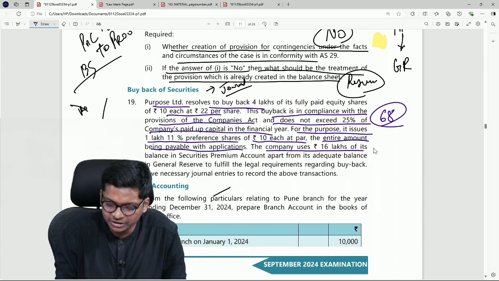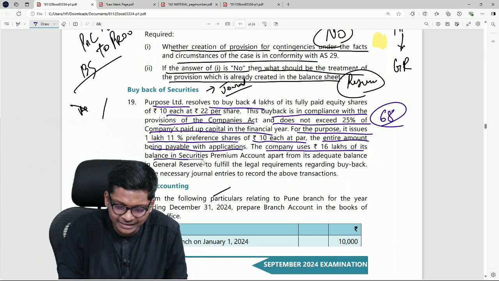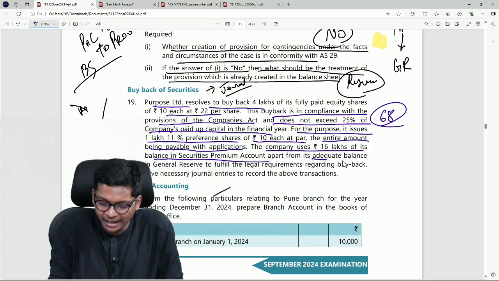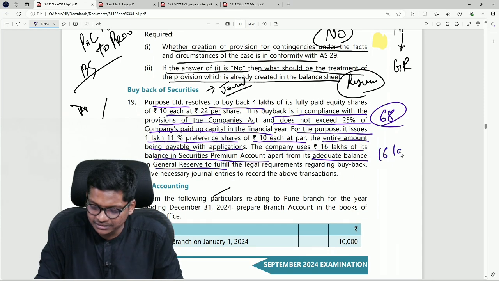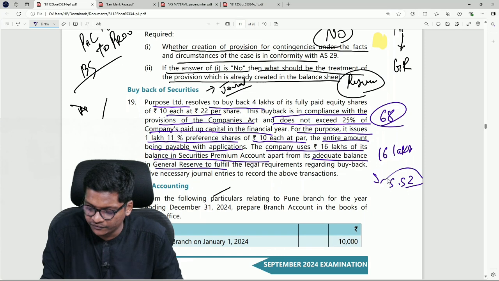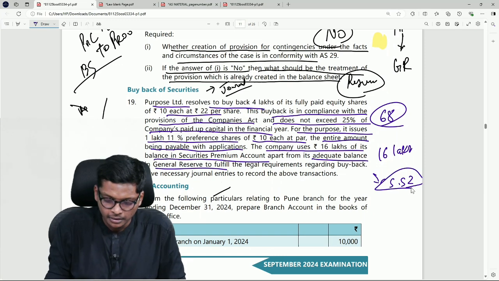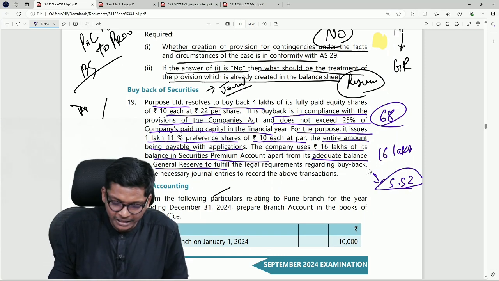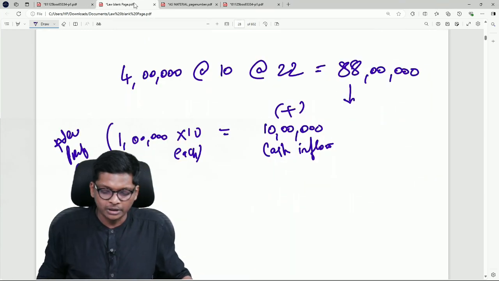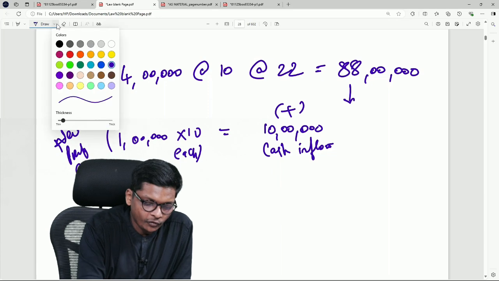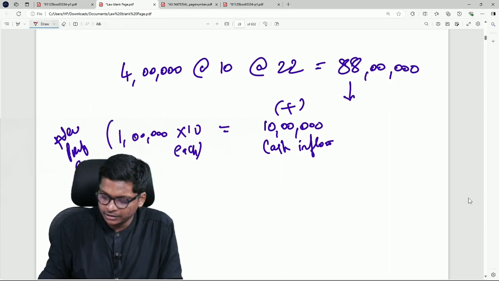The company uses 16 lakh of its balance in securities premium apart from adequate balance in general reserve. That means 16 lakhs of SP is used, which is allowed as per section 52. Now regarding buyback, give necessary journal entries. Very simple. First let's do computation, guys. For buyback, what are the entries you should do in this sum?